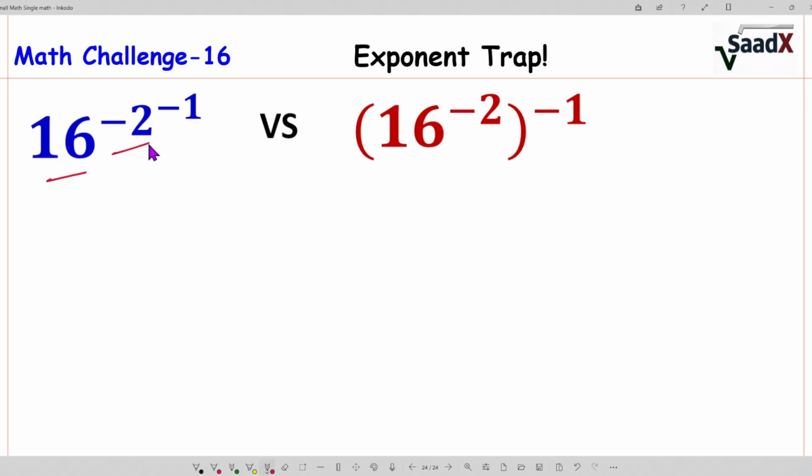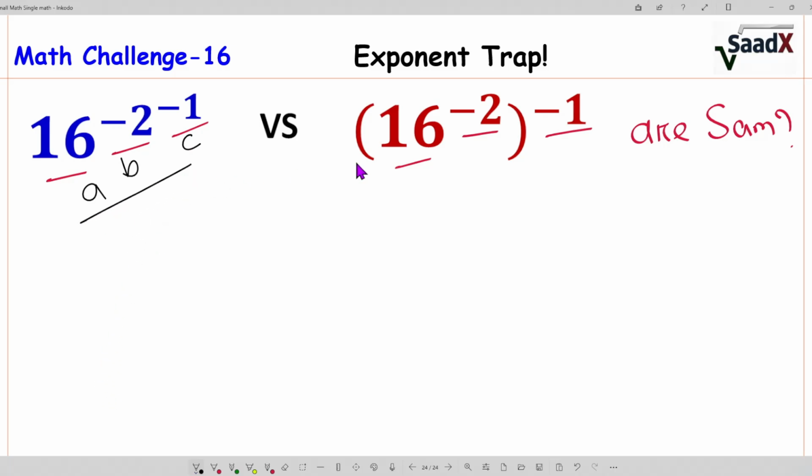16 to the power minus 2 to the power minus 1, and inside bracket (16 to the power minus 2) whole to the power minus 1, are they the same? What do you think? Let's find out. Please note that students make a common mistake: a to the power b to the power c, and (a to the power b) to the power c, are not the same.